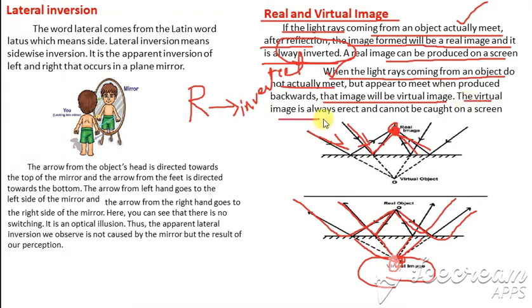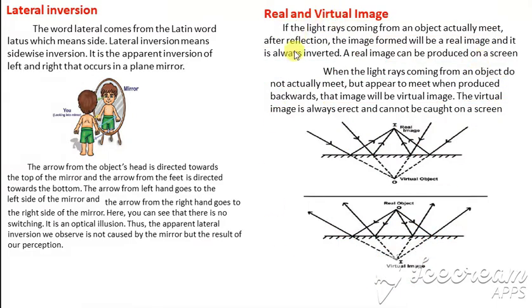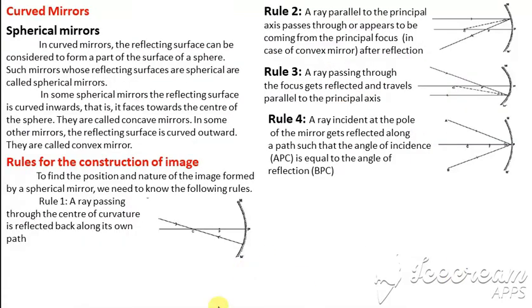The virtual image is always erect. What did we say about the real image? It is always inverted. The virtual image is always erect and it cannot be caught on the screen. This can be produced on the screen, this cannot be produced on the screen. Okay, so this is the difference between real and virtual images. A real image actually meets, this one does not actually meet. This forms an inverted image. Here it is erect, it is produced on the screen and it cannot be caught on the screen. Yes, clear?